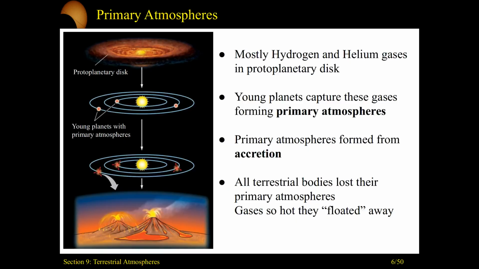So pulling our nebular model back into the picture here, remember we discussed how the gas cloud, the nebula, formed into a protostar at the center and this protoplanetary disk. Well, this is going to be mostly hydrogen and helium gases. And when the young planets formed, they'd have with them these primary atmospheres.